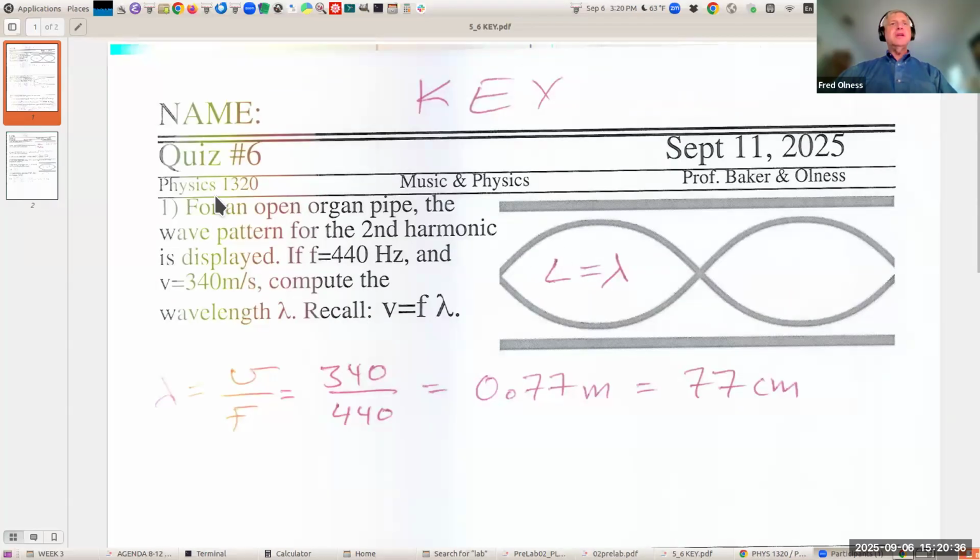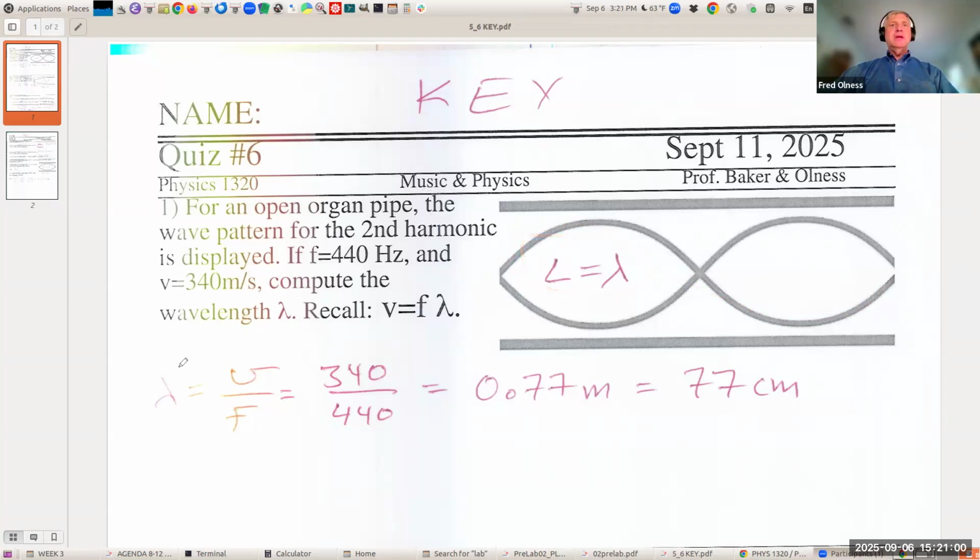So let's get started. So here's quiz 6. The first one, in this case, what I'm doing now is I've given you an open organ pipe, but instead of the lowest harmonic, it's in the second harmonic. So it's a two bump pattern. And in this case, it fits a full wavelength inside the tube. So the length is equal to lambda.